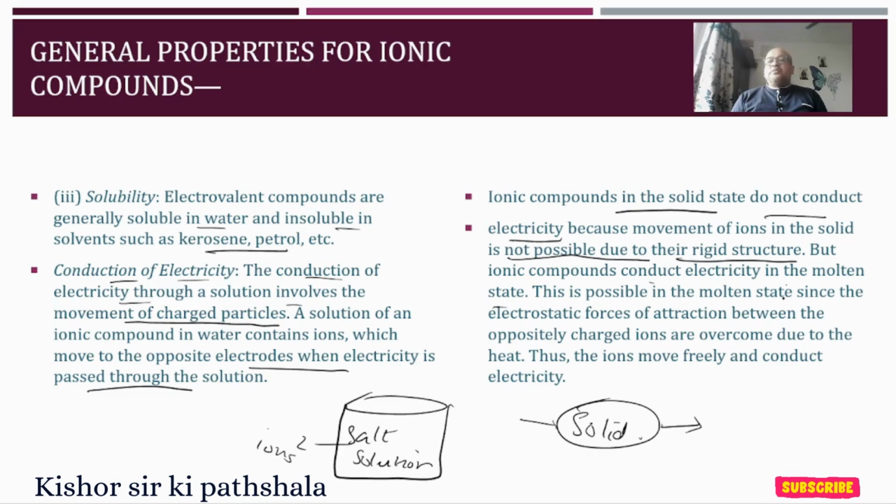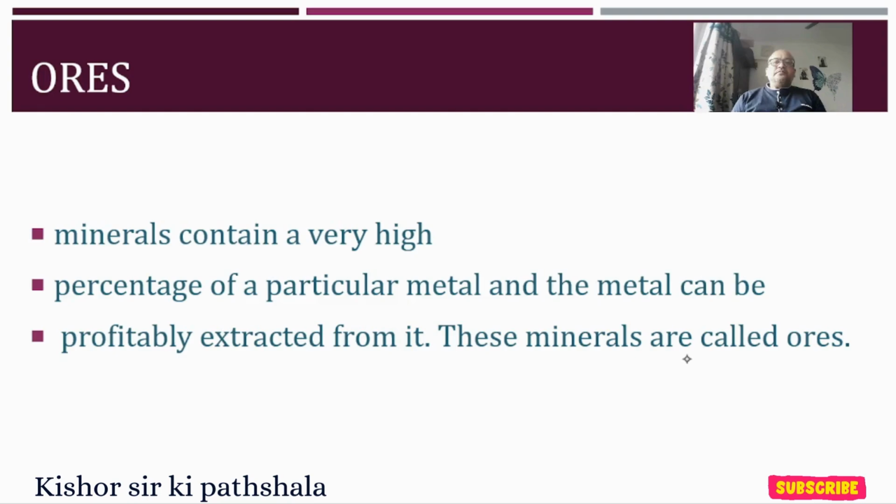This is possible in the molten state since the electrostatic force of attraction between the oppositely charged ions is overcome due to the heat. So the attraction between the two particles will be overcome by the heat, and that's the reason in the molten state ions move freely and they conduct electricity. The movement will be there and the electricity will be conducted in this manner.